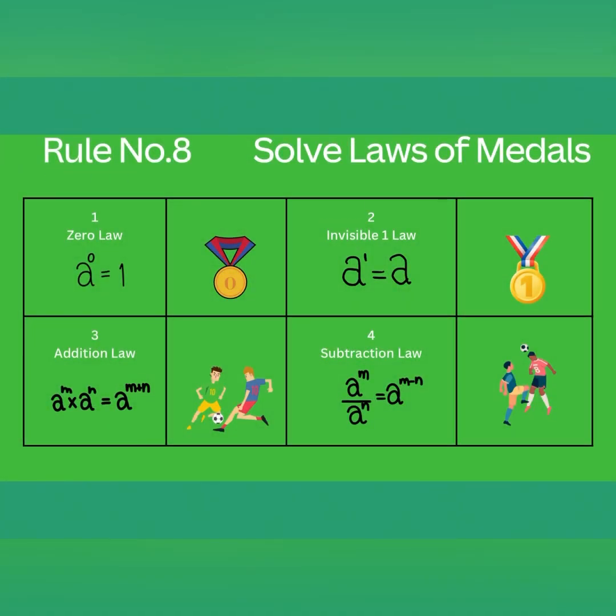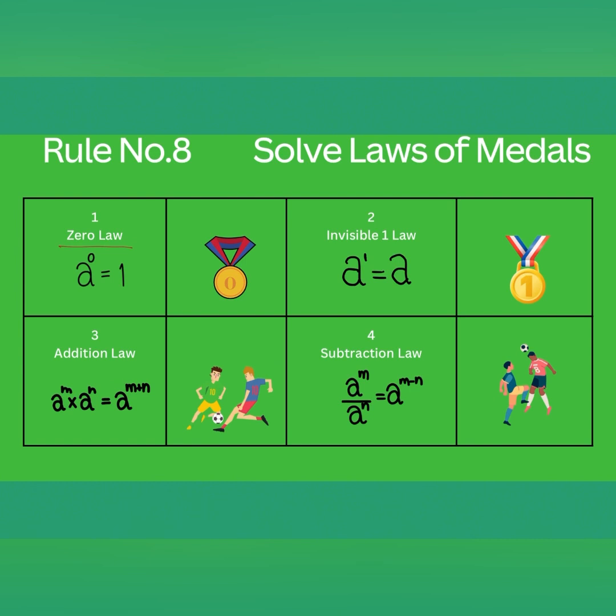Rule number 8, solve laws of metals. The laws of metals come from identifying the players' metals. So after we have identified the players' metals, we have to solve the laws of the metals. And we have 4 laws of metals. The first one is the zero law.